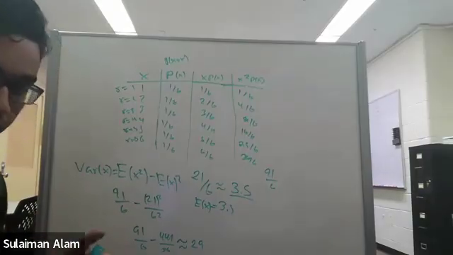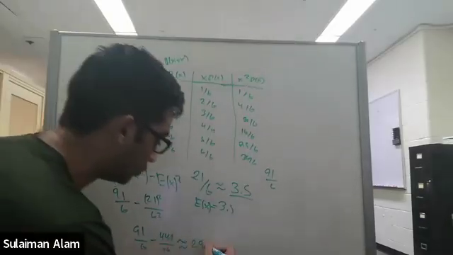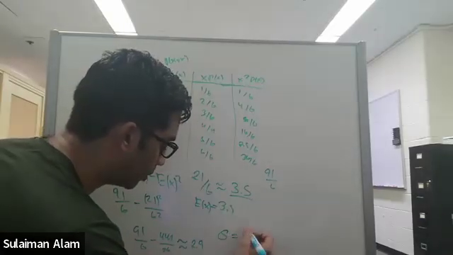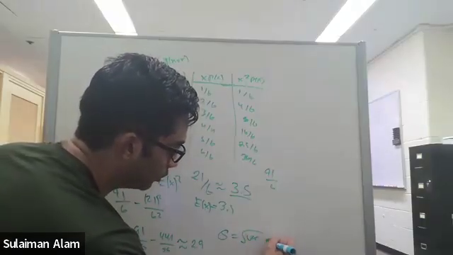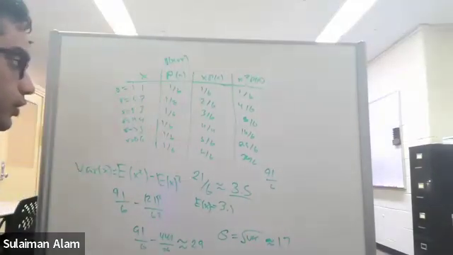2.9167. Alright, so the standard deviation is about 1.7. This is that standard deviation. It's the square root of the variance, which is around 1.7. So what is it saying?